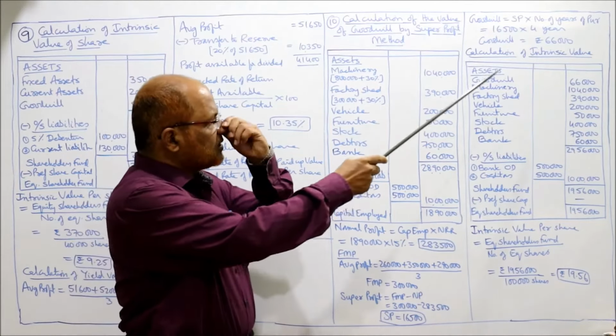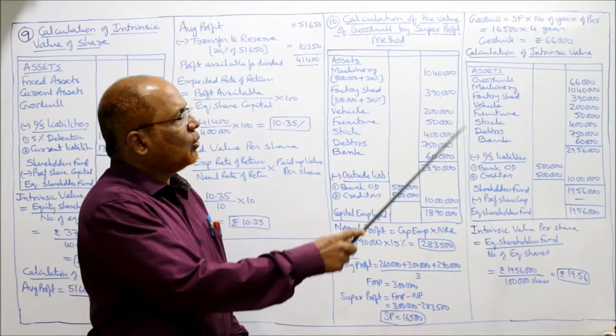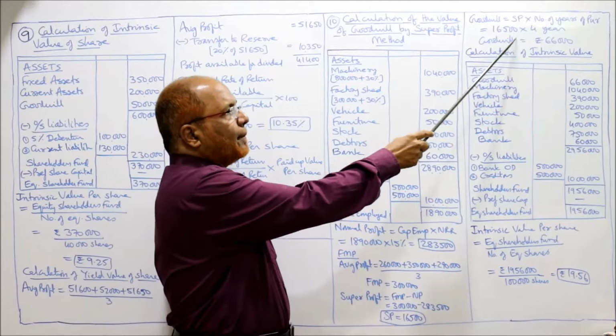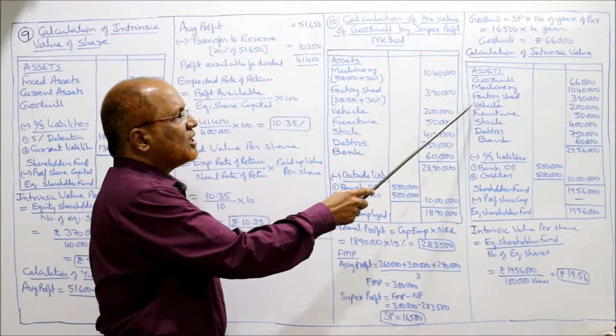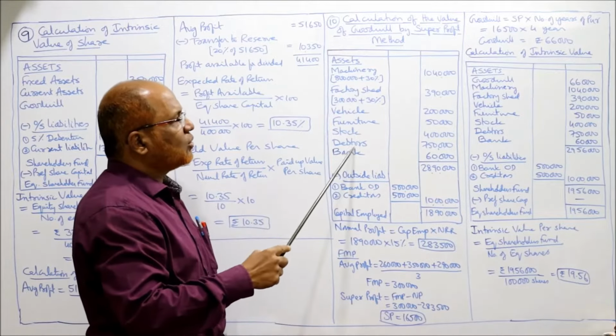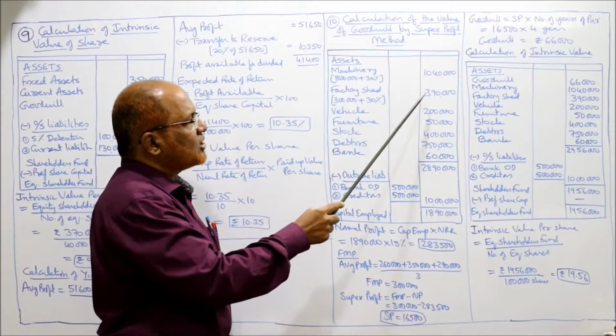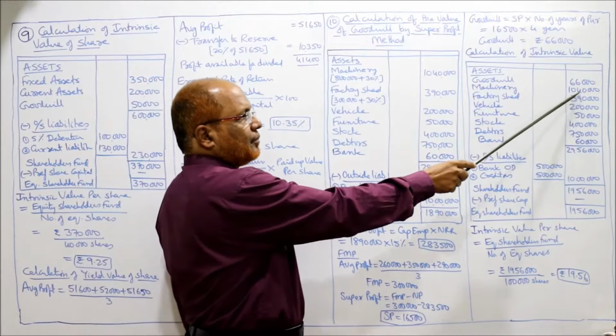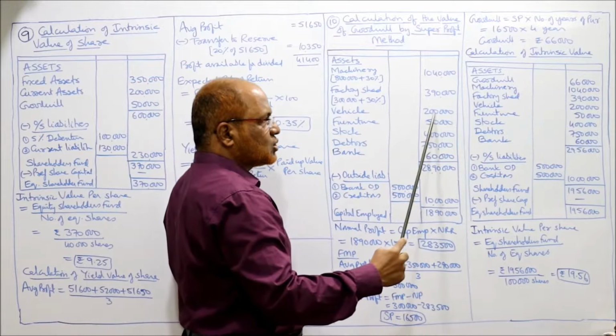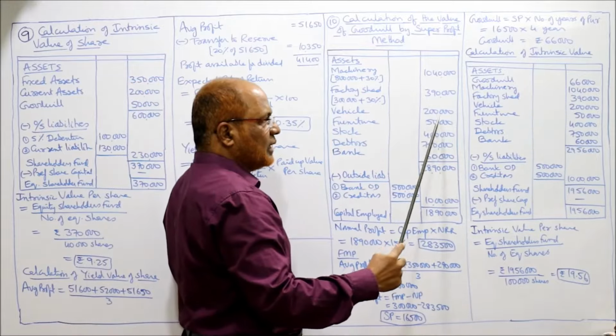Now calculation of intrinsic value. Goodwill 66,000 we have found. Now machinery, factory shed and so on, all these values we have to copy down as they are. Machinery 10,40,000, factory shed 3,90,000. Then take all these: 2,50,000, 4,00,000, 750, 60.